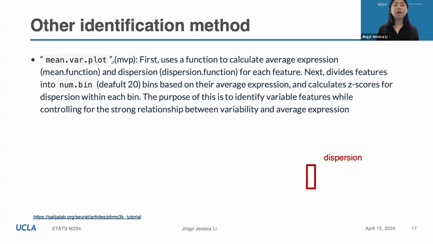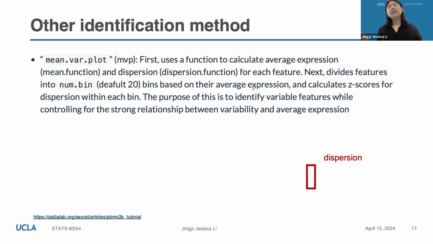One is called mean var plot, MVP. What it does is use a function to calculate average expression, the mean function, and a dispersion function for each feature. So you are trying to get these two parameter estimates, the mean parameter and the dispersion parameter, which I'll talk about next. It's actually the dispersion we introduced in the negative binomial distribution, which is here, for each feature. Next, it divides features into a number of bins, by default 20 bins, based on their average expression.